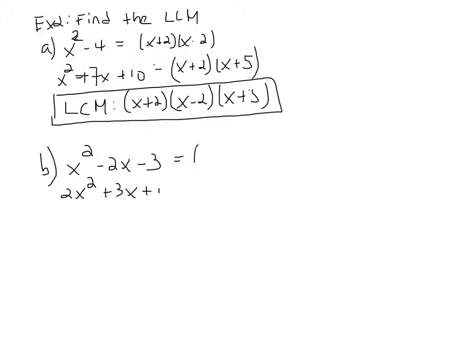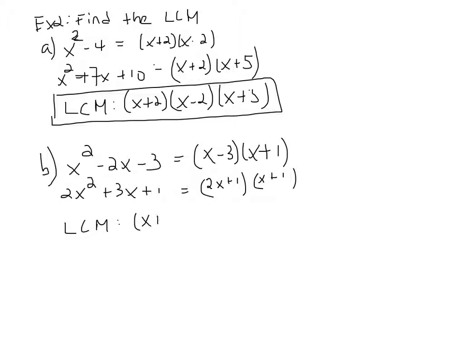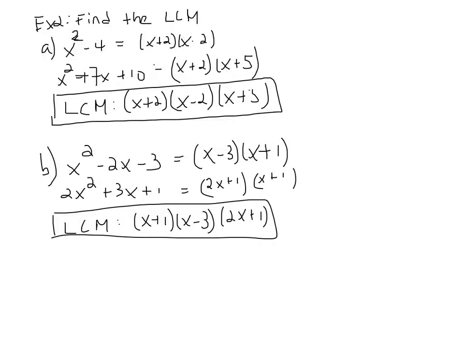In example B, this first guy factors into x minus 3, x plus 1. I'm not showing my factor sum charts here. The second trinomial factors into 2x plus 1 and x plus 1. And the least common multiple is x plus 1, x minus 3, and 2x plus 1.